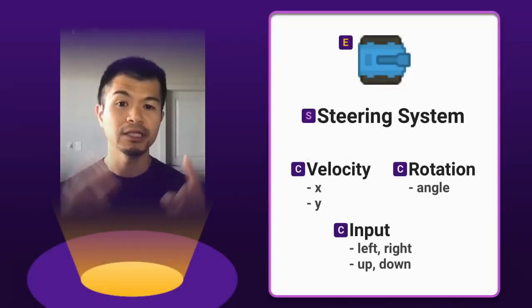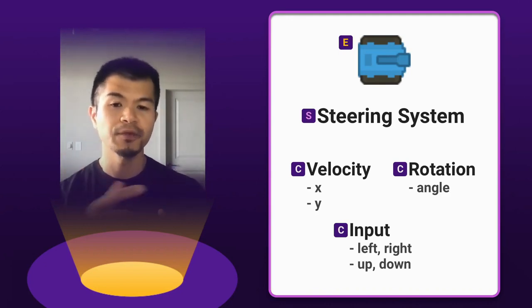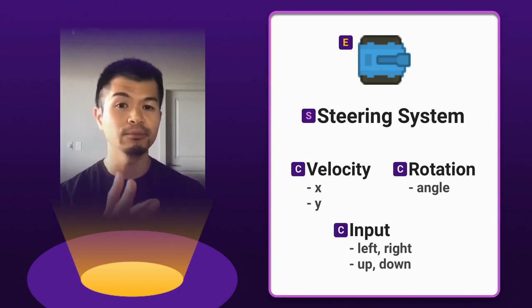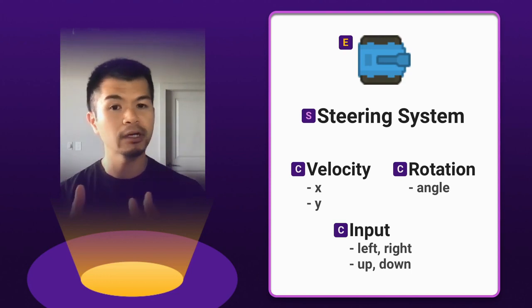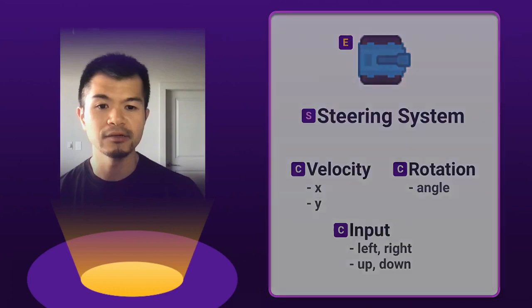Let's talk about the steering system here. For our steering logic in our system, we're going to need three components: the velocity, rotation, and input components. Any entity that has those three components will be operated on by this steering system. Now let's look at the logic for this steering system.